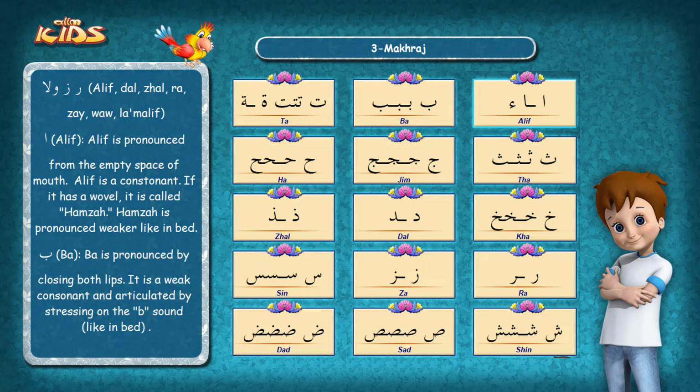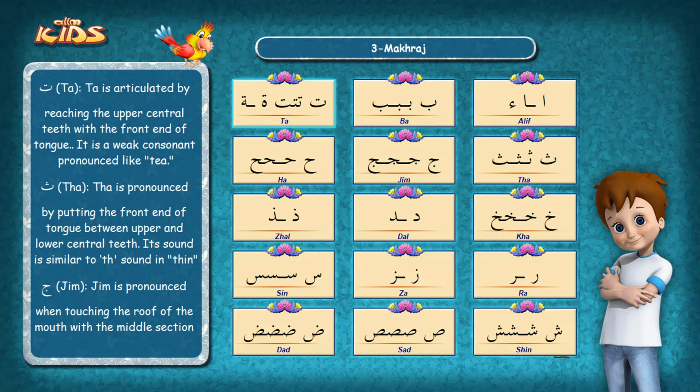Alif. Alif is pronounced from the empty space of the mouth. Alif is a consonant. If it is a vowel, it's called hamza. Hamza is pronounced like the a in bed. B. B is pronounced by closing both lips. It is a weak consonant and articulated by stressing on the B sound like in bed.